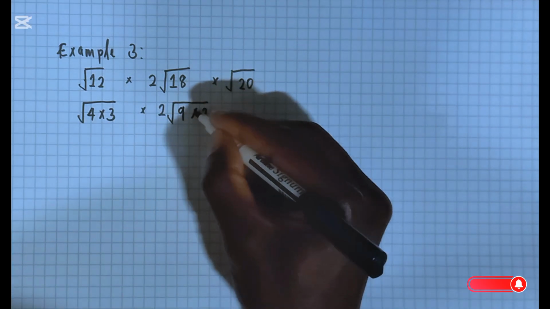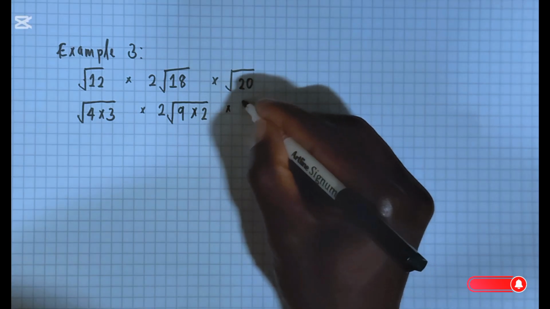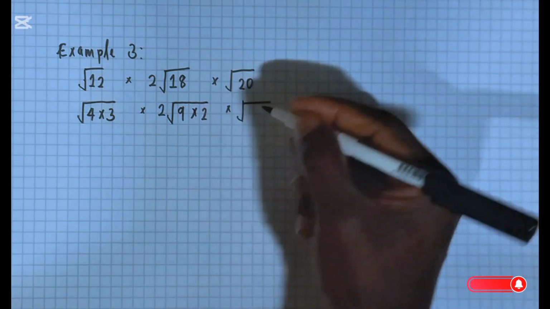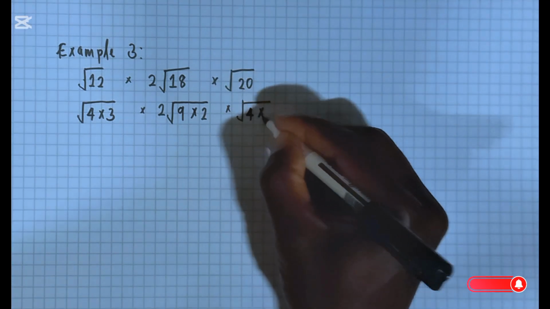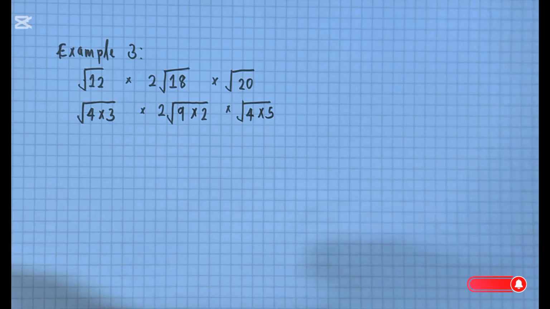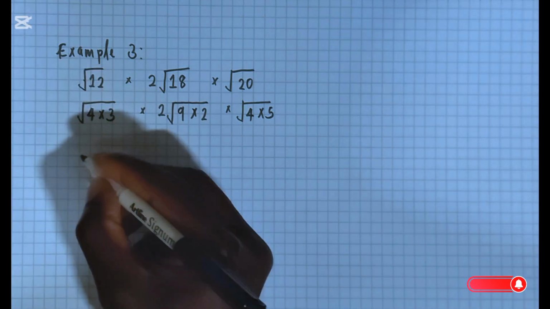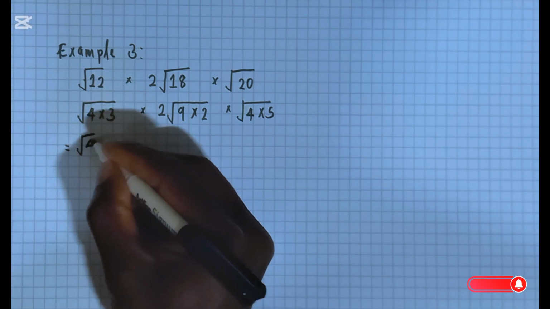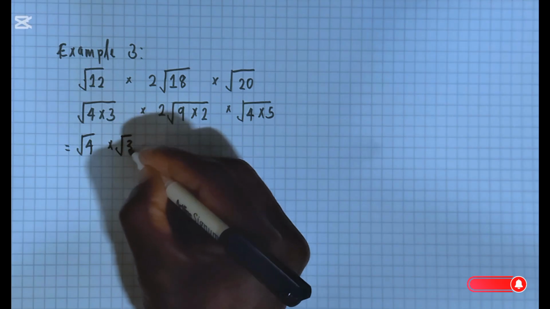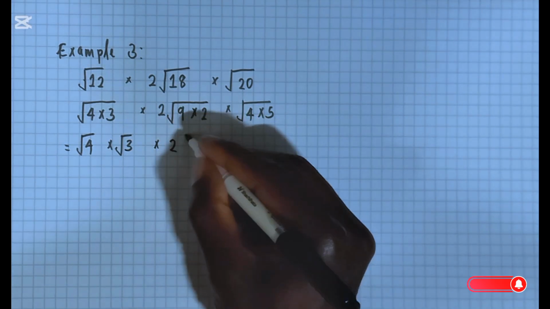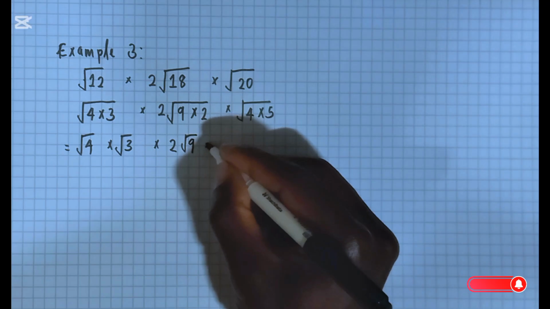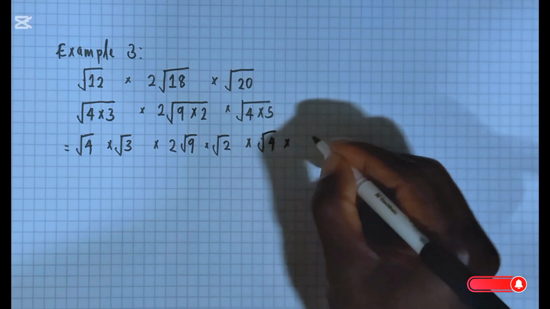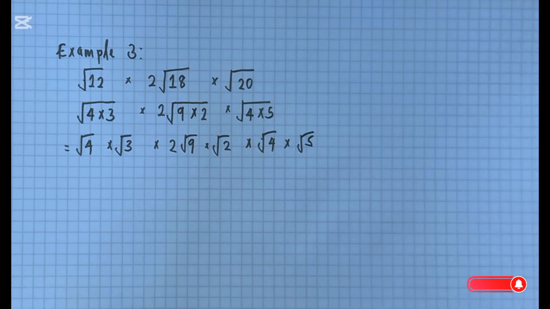And it's going to be 9 times 2 to give us 18, times 20. The square that we can multiply by 20 to give us a perfect quotient, that's going to be 4. So that's going to be 4 times 4 times 5. Awesome. So basically that means we are going to have root 4, times root of 3, times 2 root of 9 times root of 2, times root 4 times root of 5 there.